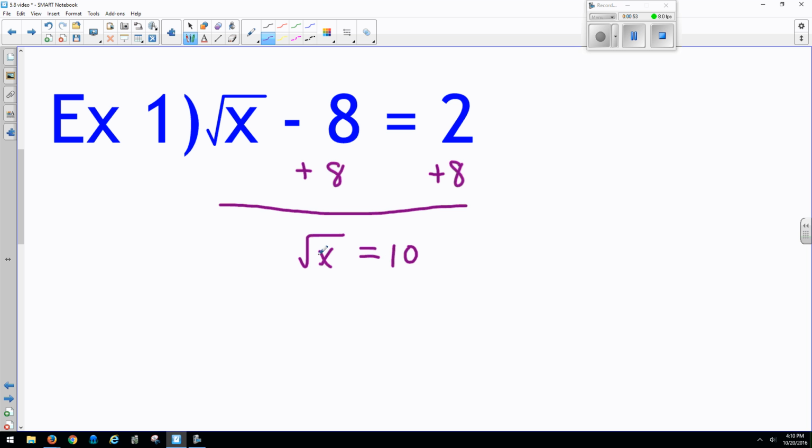Now I want to get x by itself. So I'm going to think about how I would get rid of the radical. Well, I would have to square it. Remember, whatever I do to one side, I have to do to the other side. So basically, what I need to do is pay attention to the index. Remember, if there is no index, it's 2, and then just raise both sides to that same power to get the radicand by itself. So I'm going to square both sides. This becomes x equals 100, and we're done.